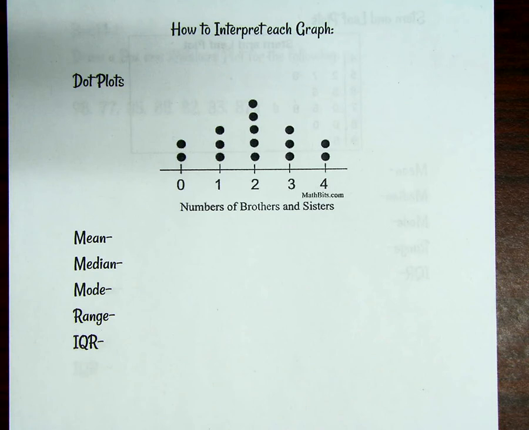Okay, now that we've learned how to do IQR, we're going to interpret this dot plot. You had dot plots in 5th grade, so you should be familiar. The first thing I want to do is put my numbers in order from least to greatest. We always want to do that first whenever we're interpreting a graph, because you'll need it for the median, for the mode, for the range, and IQR. So might as well just do it right from the beginning.